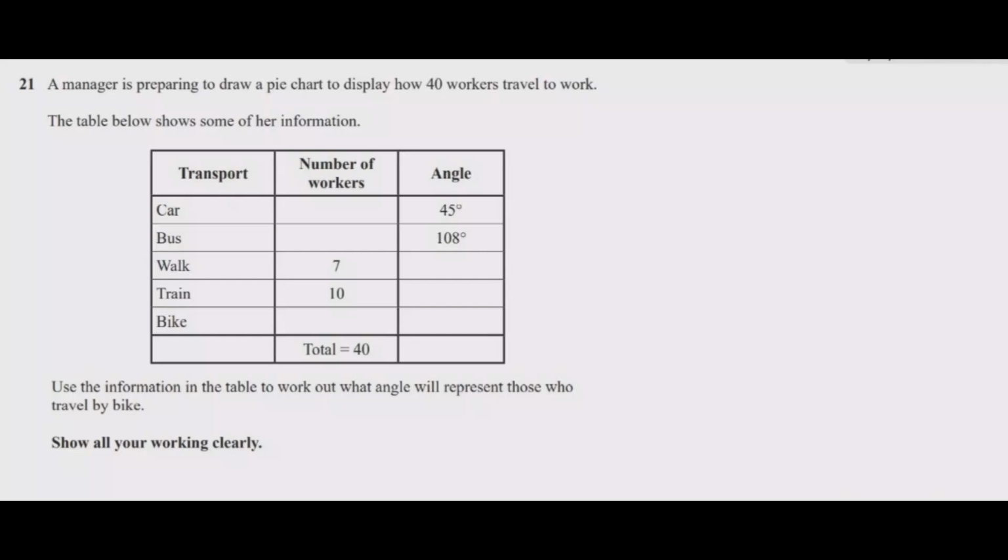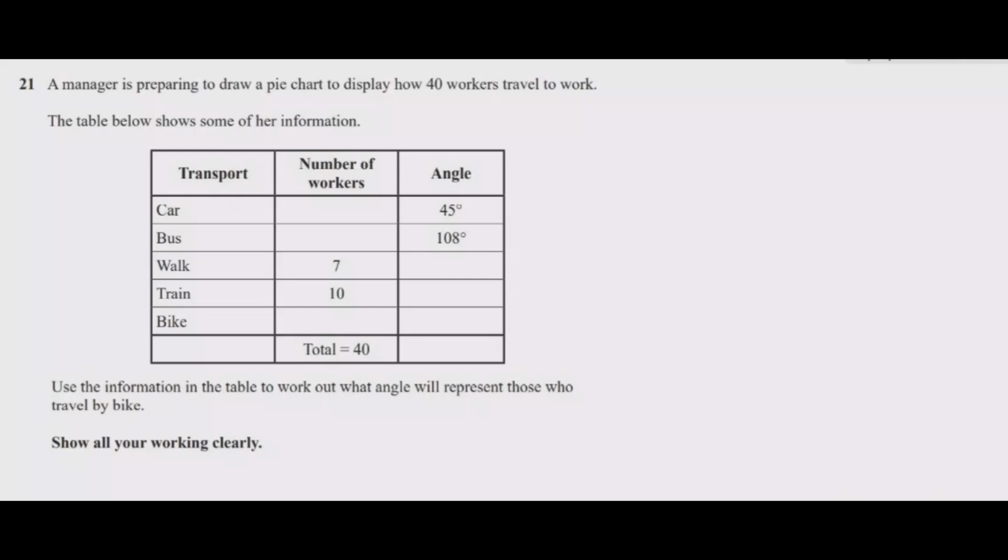Those who come by car, the number of workers is not known. The angle is 45 degrees. Those who come by bus, the number of workers is not known, but it has got 108 degrees. Those who walk, they are 7, the angle is not known. Those who come by train, they are 10, the angle is not known. Those who come by bike, the number of workers is not known and the angle is not known.